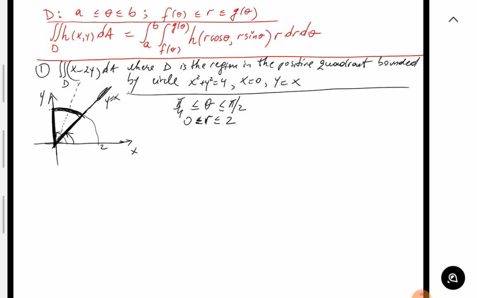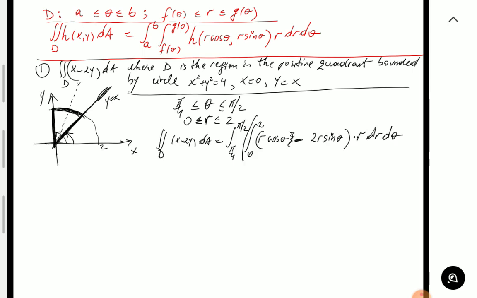Okay, so now it's just a matter of replacing x and y with the polar coordinates. So the double integral in Cartesian coordinates becomes the integral from pi over 4 to pi over 2. Remember, always theta on the outside. And then from 0 to 2, x becomes r cosine of theta, minus 2r sine of theta, and dA, again remember, is the extra r dr d theta. Innermost integral is always in terms of r, outermost integral in terms of theta.